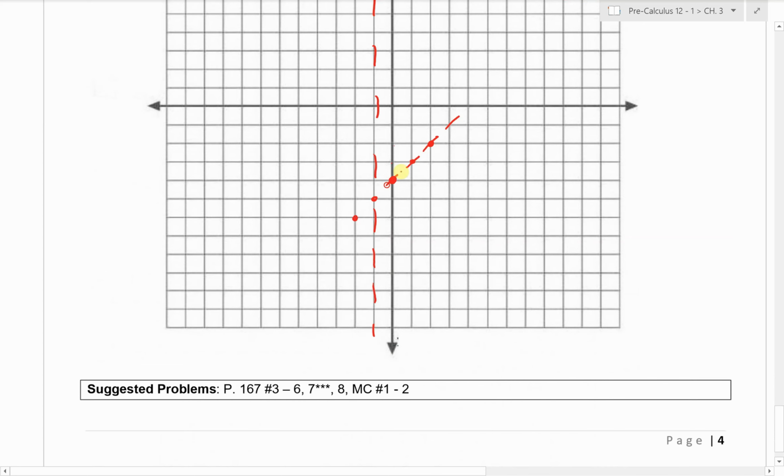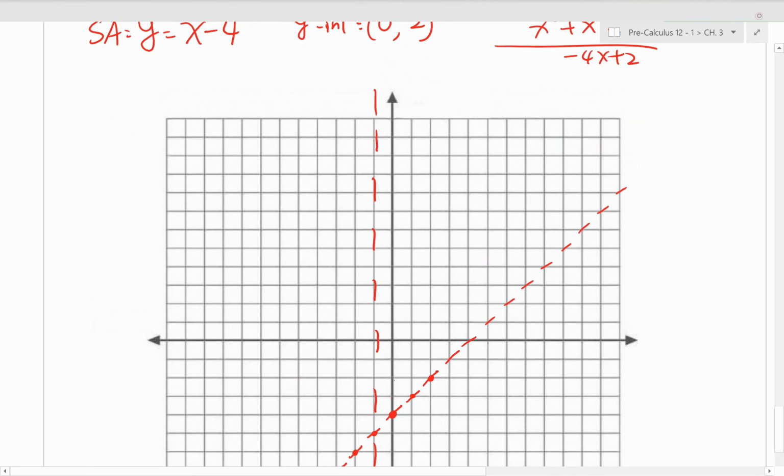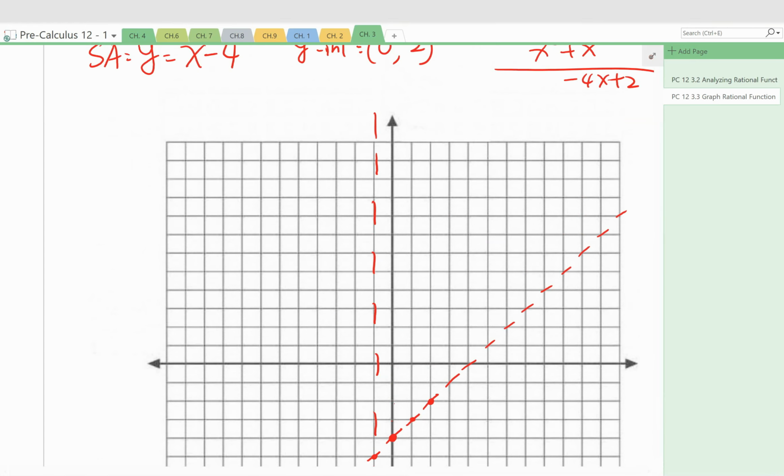Or, you know, never mind. There you go. Here is your dash. Okay, so something like this. And there is the slant asymptote. Okay, now I'm going to change to a different color. I'll use blue this time.